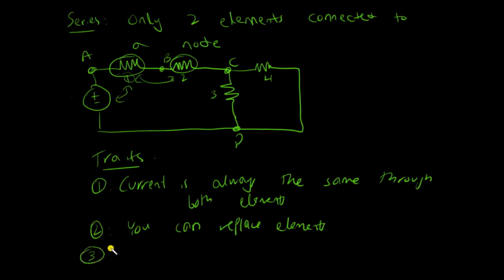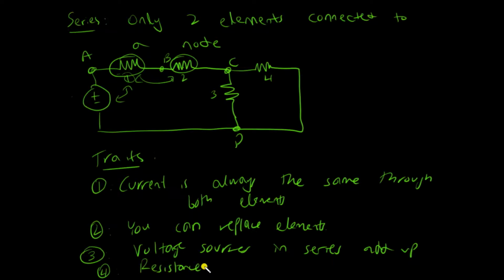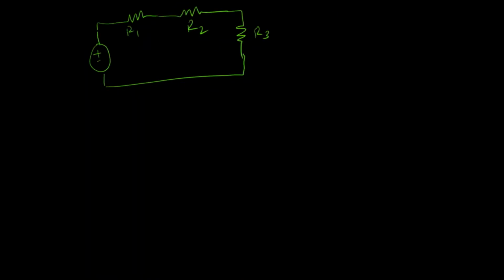Number 3 fact is that the voltage sources in series add up. You can add the voltage sources in a series configuration. If there are two voltage sources, you can just add them up, and I'll show why in the next example. And the fourth point is that the resistances add up too. Now, in the next example, I'll show why this is possible using a proof. If I have this circuit, as you can clearly see, it's a single loop circuit, and all the elements are clearly in series.